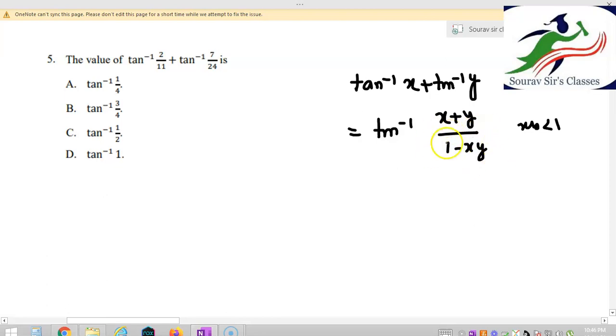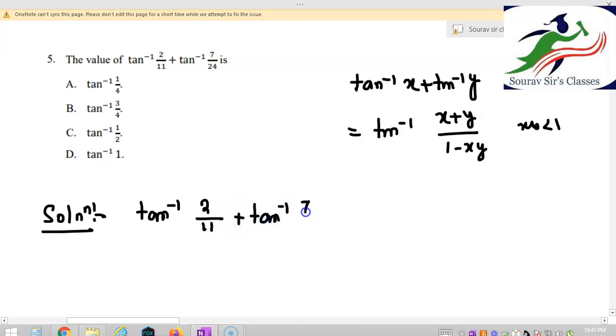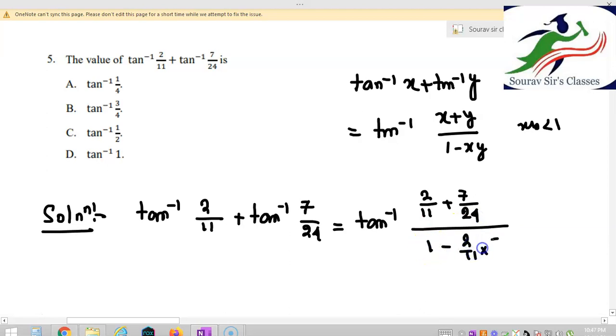So we know that this is the formula of tan inverse x plus tan inverse y. You can see that this is our x and this is our y and xy is less than 1. So we are going to use this formula to solve this question. So let's start the solution. So tan inverse 2 by 11 plus tan inverse 7 by 24 is equal to tan inverse of this plus this, so 2 by 11 plus 7 by 24, by 1 minus 2 by 11 into 7 by 24, right students? So we need to calculate this.